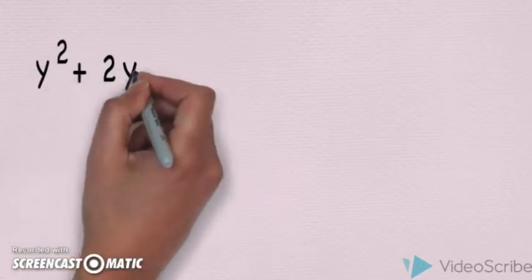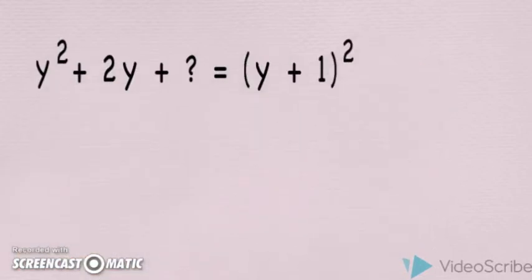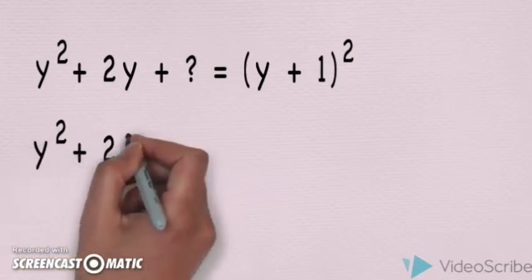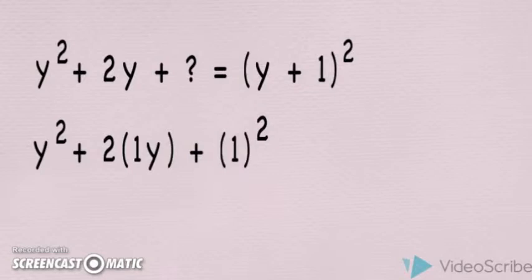Now, factoring this out, we can see what needs to be added to our original expression to make it a perfect square trinomial. By FOIL, we get first y squared, outside and inside 2 times 1y, and last 1 squared, which simplifies to y squared plus 2y plus 1.